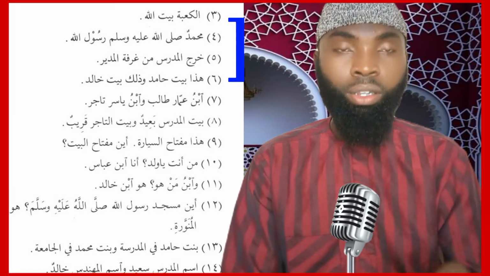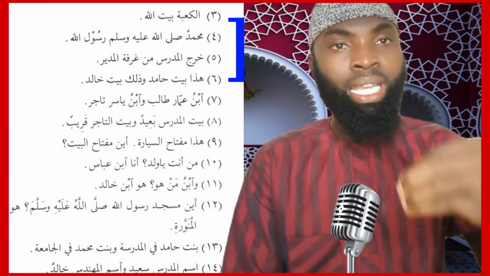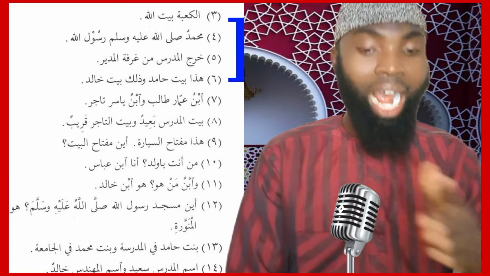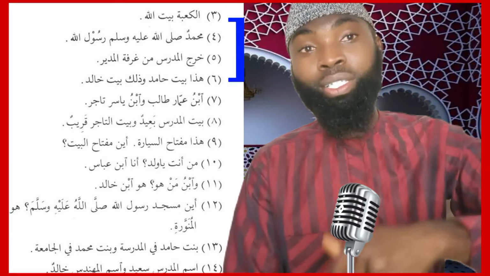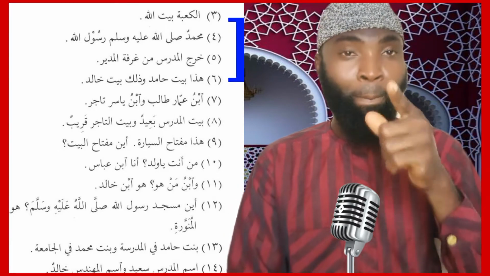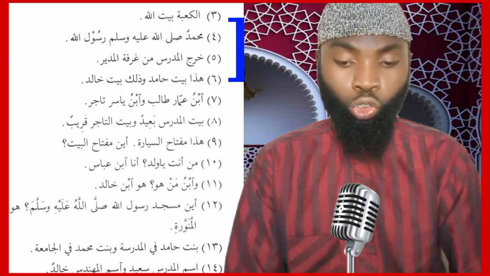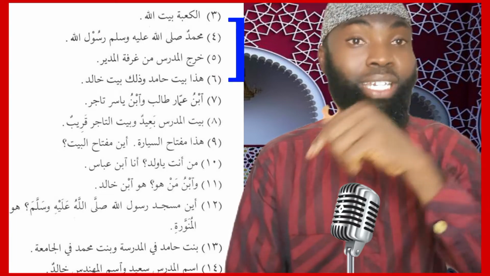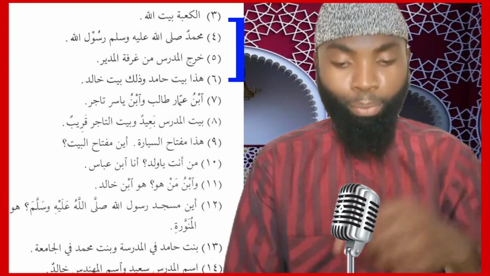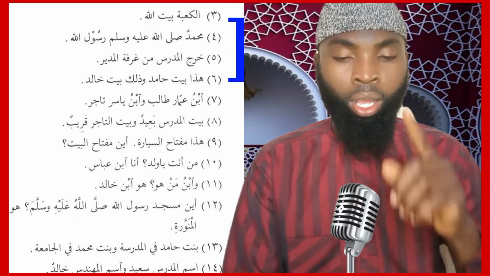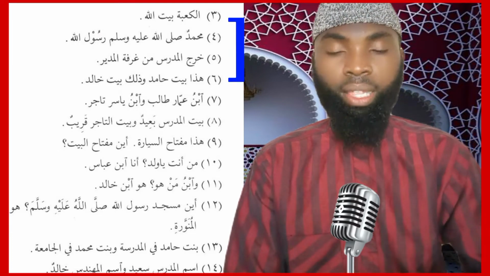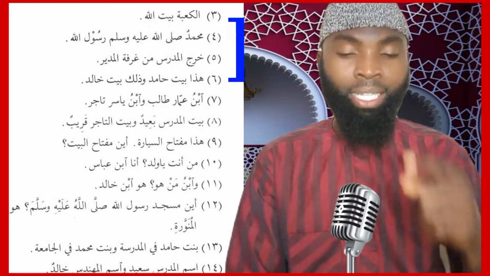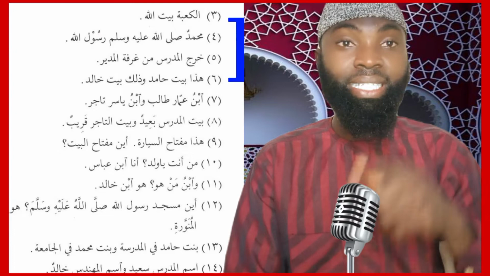We also have Kharajal Mudarrisu min Ghurfati il-Mudiri. The teacher went out of the director's room. We can see min coming before Ghurfa, change it to Ghurfati, and Ghurfati coming before al-Mudiri, also change it to Mudiri instead of Mudiru. Min Ghurfati il-Mudiri. Number 6, Hadha Baytu Hamidin Wadhalika Baytu Khalidin. This is Hamid's house, and that is Khalid's house.